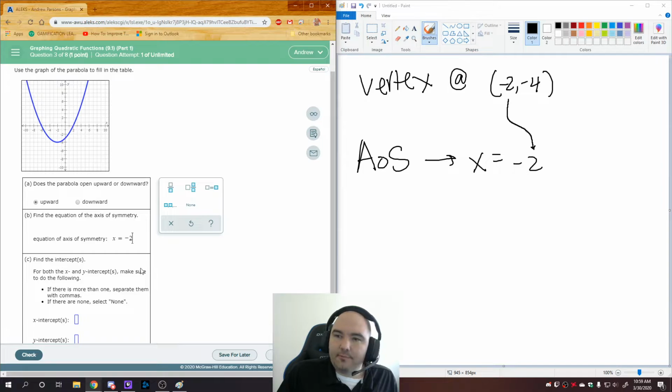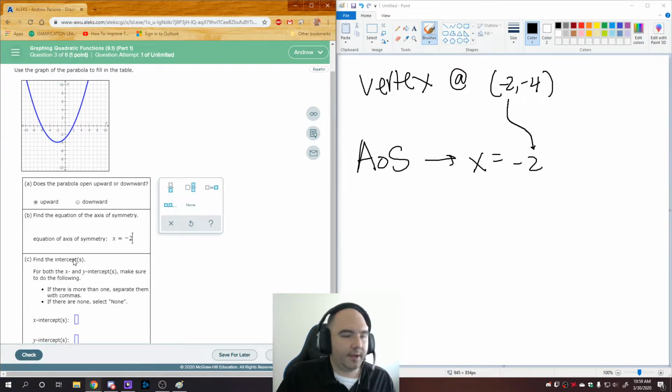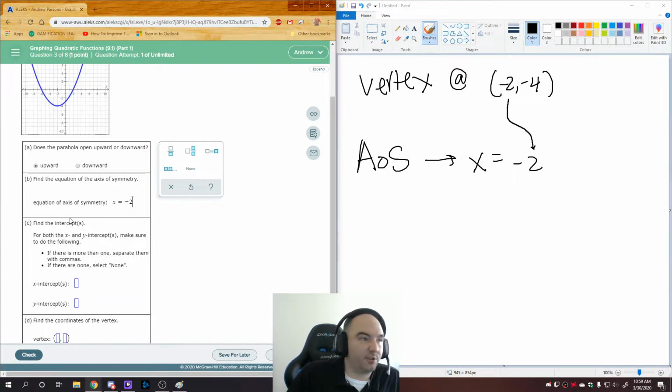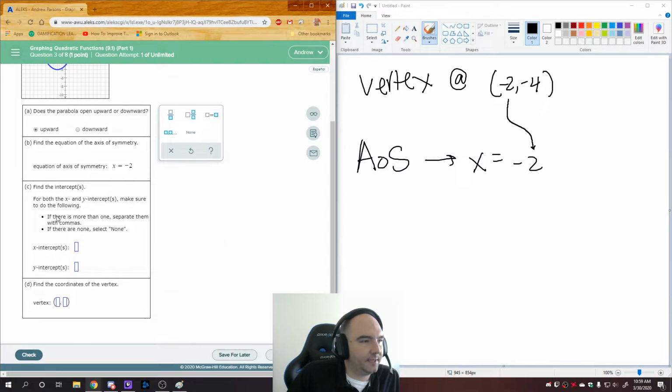All right, for both the x and y intercepts, make sure to do the following. So we're going to write some intercepts here. Now, it's nice in graph, so we can just look at the graph and identify it. We have an x-intercept at 2, another x-intercept at -6. It says if there's more than one, separate them with commas. So I'll write -6 and 2.